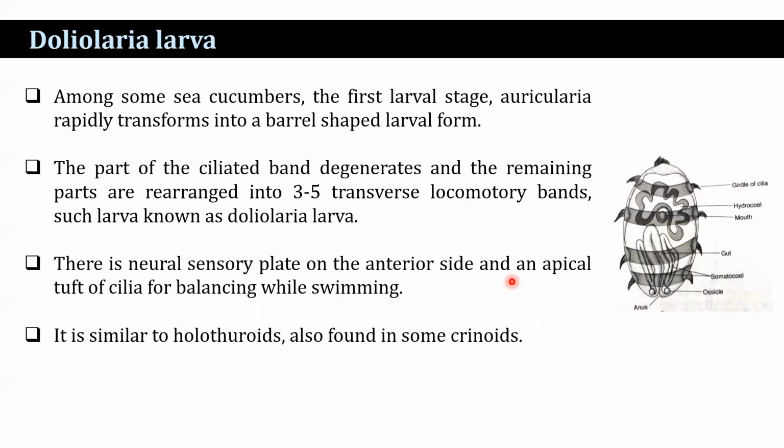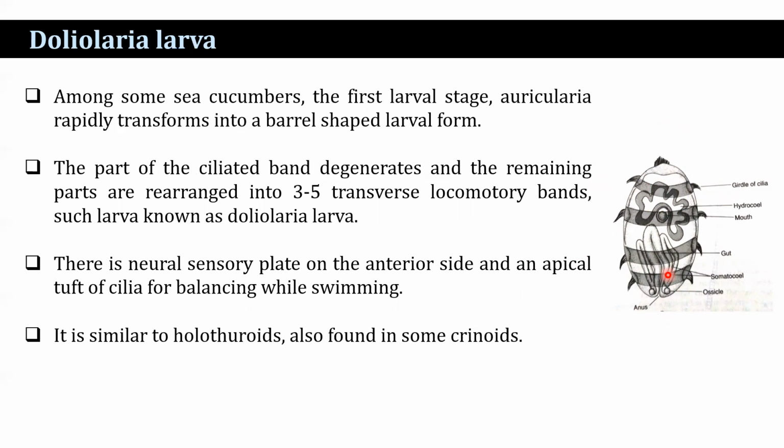And another larva, Doliolaria larva, among sea cucumbers under the class Holothuroidea. The first larval stage, Auricularia, rapidly transforms into barrel-shaped larval forms. This is a barrel-shaped structure. Part of the ciliated band degenerates and the remaining parts are arranged into 3 to 5 transverse locomotory bands. These are the transverse locomotory bands. Such larvae are known as Doliolaria larvae.